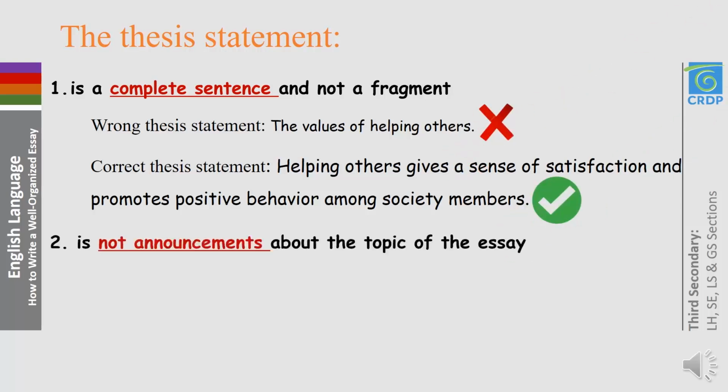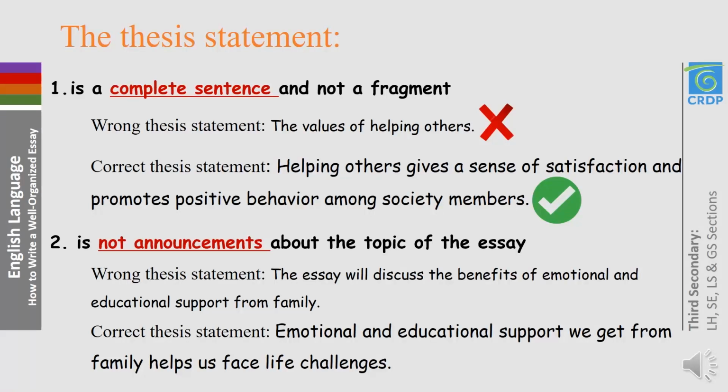The second thing we should take into consideration is not to announce the topic of the essay. It's wrong to say the essay will discuss the benefits of emotional and educational support from family. A correct thesis statement would be: emotional and educational support we get from family helps us face life challenges. Another very important point to take into consideration is not to write a too broad statement.